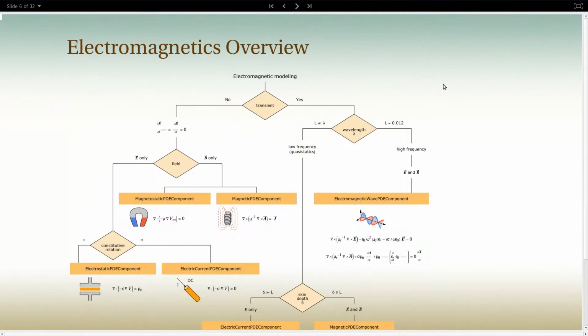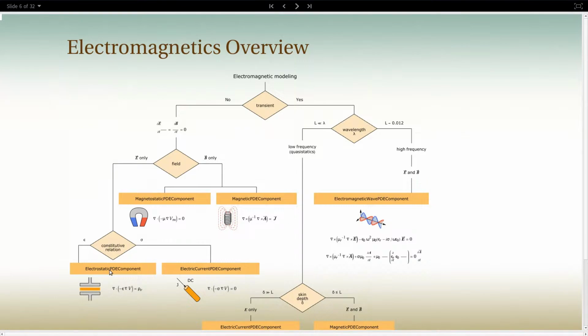So for this, we've set up a kind of a flow chart that you can use to identify what type of equation you should use for the specific problem you want to solve. So the first question you'd ask yourself is, is the electromagnetic model in your case transient? Is it time dependent? Yes or no? If it's not time dependent, then we know that the electric and magnetic field time derivatives are going to be 0. You can then decide, do I only want to look at the electric field or only the magnetic field? And that, with a few other questions, then leads you to what function you should use.